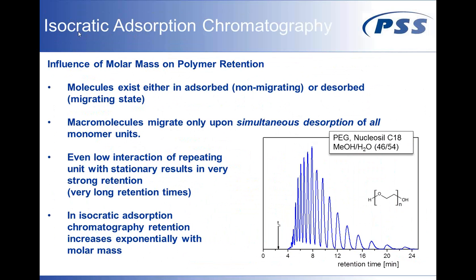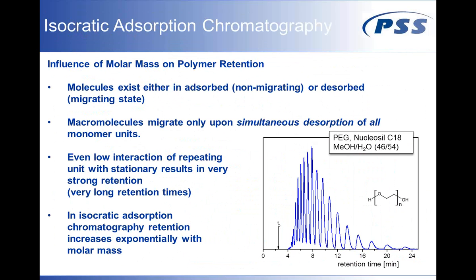We have to look first at isocratic adsorption chromatography. So how does molar mass influence polymer retention? We can use a very simple model to understand how the molar mass is influencing retention in isocratic adsorption. We can first say, if I have a molecule running through my column, it might be either adsorbed, and then it's not migrating through the column, so it's sitting somewhere for a certain period of time, or it will be desorbed and can migrate, and will be flushed forward with the solvent stream.